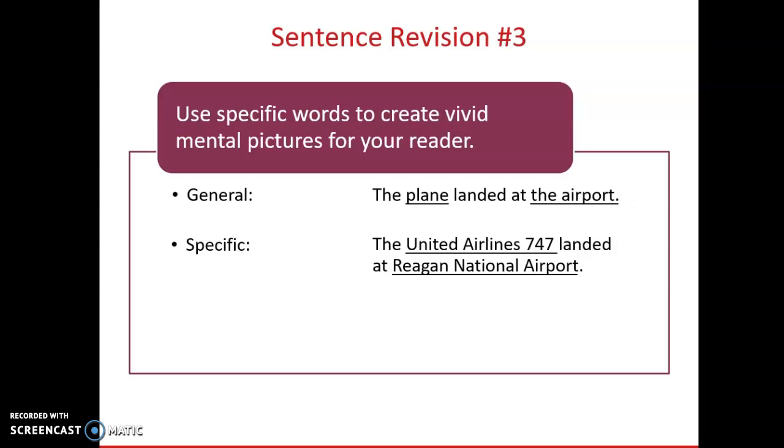Sentence revision number 3, use specific words to create a vivid mental picture for your reader. So here's a general sentence. The plane landed at the airport. Here's more specific. The United Airlines 747 landed at Reagan National Airport. Much more specific.